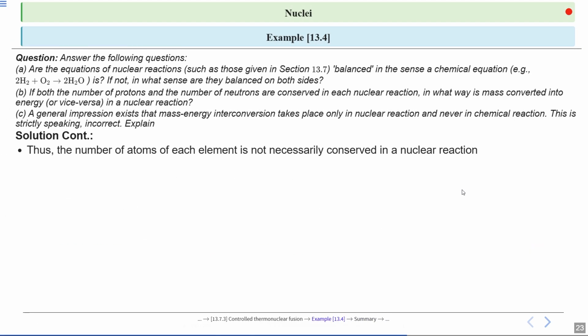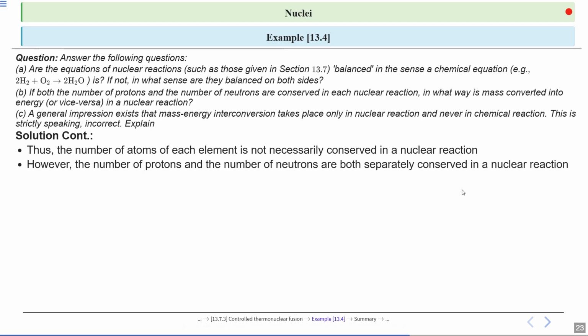First, notice that in nuclear reactions, the number of atoms of each element is not conserved, unlike chemical reactions, where the same atoms just rearrange. Nuclear reactions can actually change one element into another. However, even though the atoms themselves may change, the number of protons and the number of neutrons are each conserved separately in a nuclear reaction. This means that if you count all protons and neutrons before and after the reaction, the total will be the same.